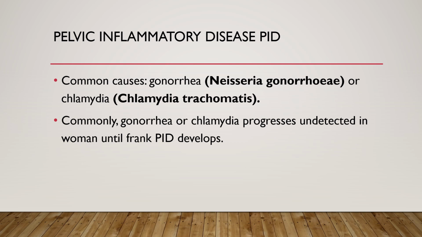Common causes of PID include gonorrhea and chlamydia. So these two can be sexually transmitted. These can be STDs. And unfortunately, what happens here is that both of these can be undetected for a period of time. And then when the symptoms become so obvious and the patient becomes so sick, that's when they begin to get diagnosed. So that's called frank PID. Frank PID means it's obvious.